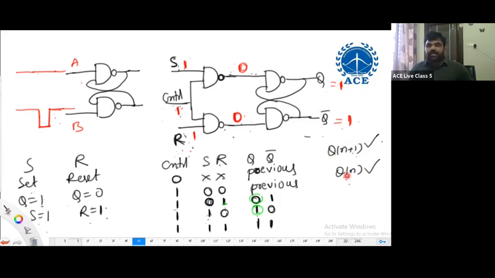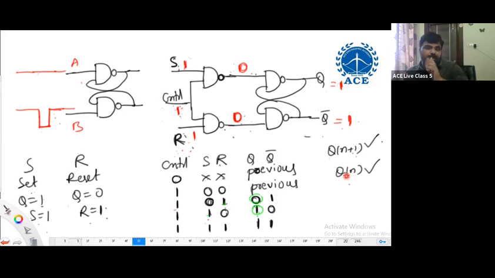What is Q of n? State of the Q before sensing to the inputs. Once again, Q of n plus 1 is the state of Q after sensing to the input. Q of n is the state of Q before sensing to the inputs.